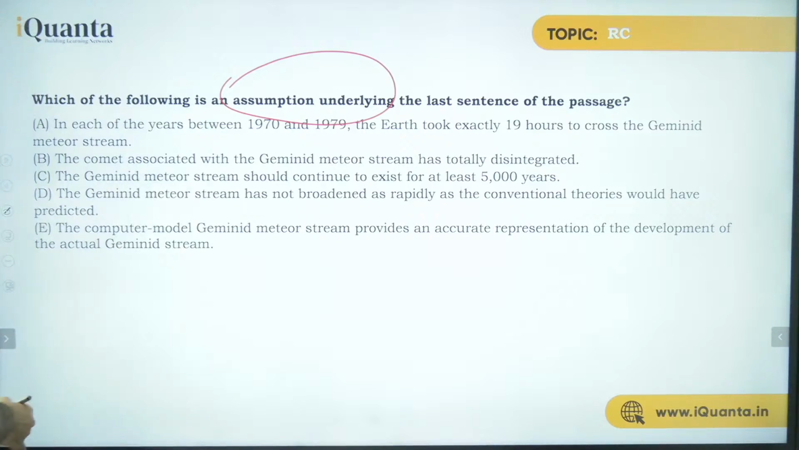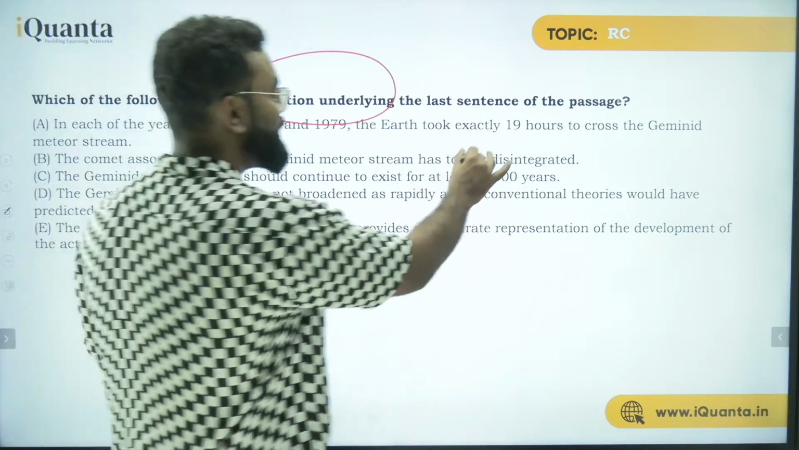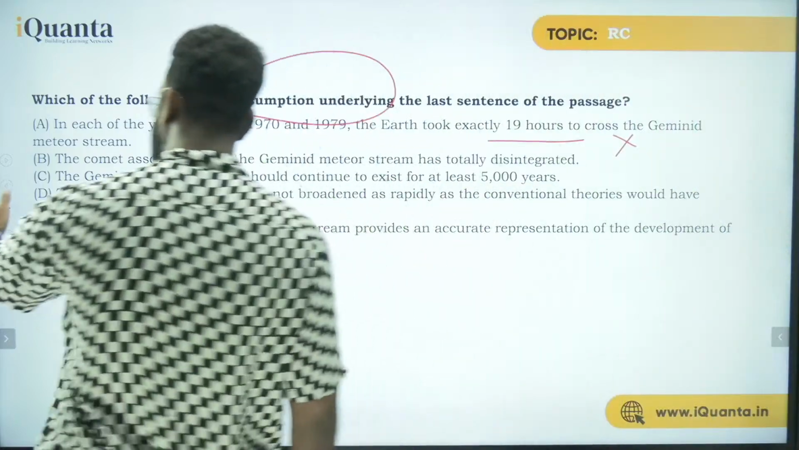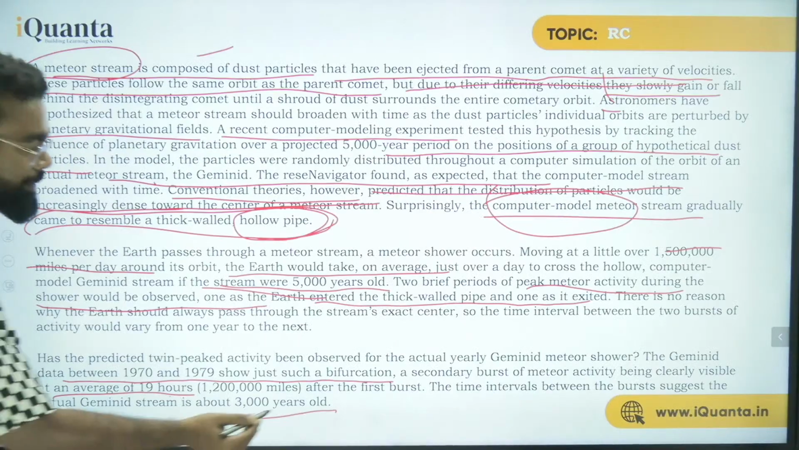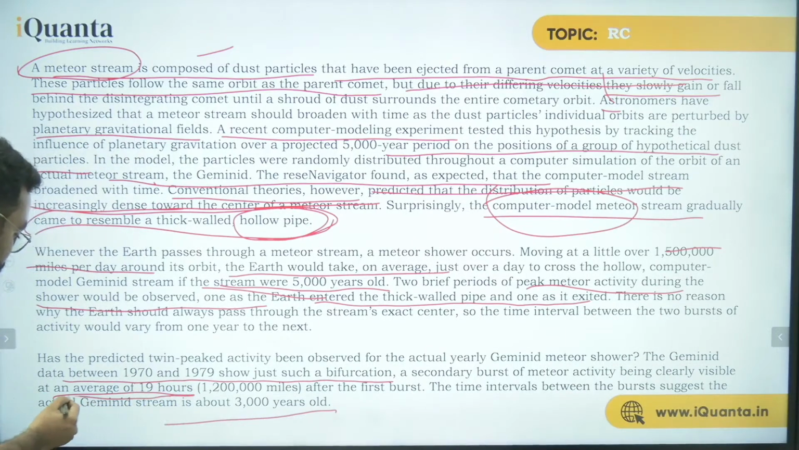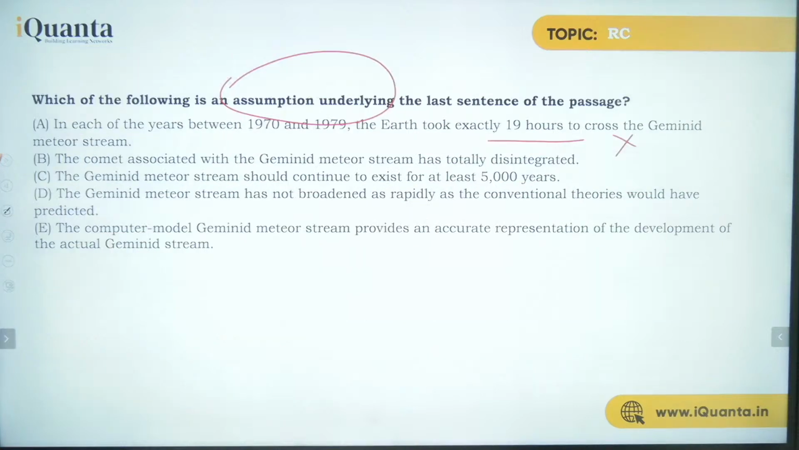Now see, option A: in each of the years between 1970 and 79, the Earth took exactly 19 hours. This is wrong. Why is it wrong? Because in the question, it was an average of 19 hours. If the average is 19 hours, we cannot say it took exactly 19 hours. That's why A is incorrect.